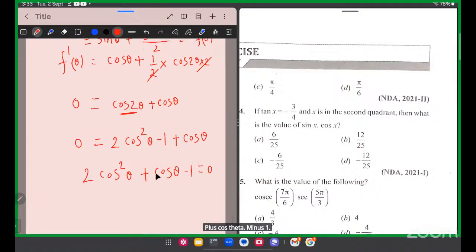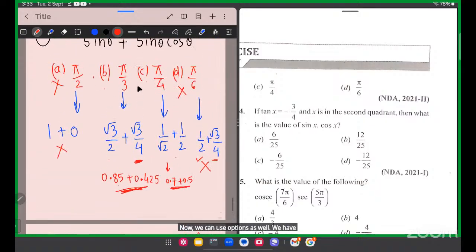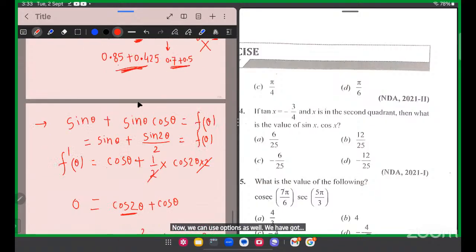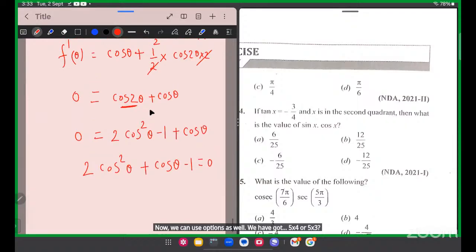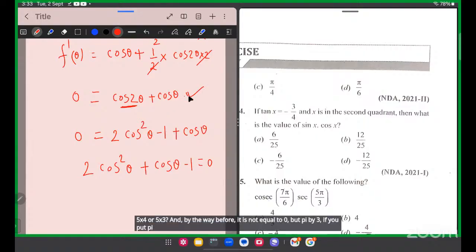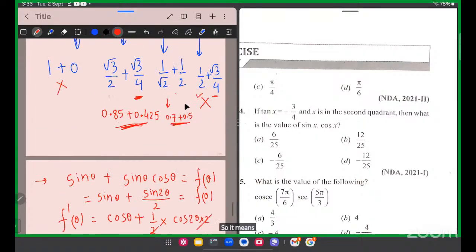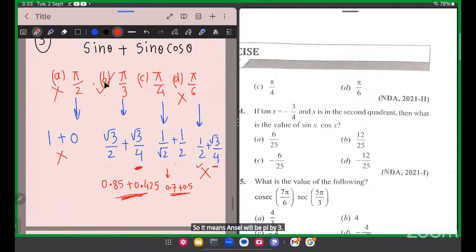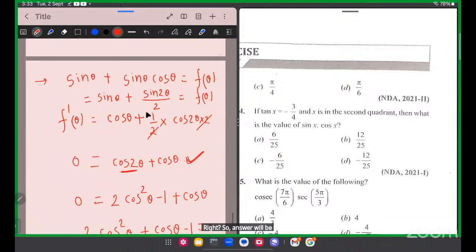Now we can use options as well. We have got pi by 4 or pi by 3. At pi by 4, it is not equal to 0, but if you put pi by 3, it satisfies. So it means the answer will be pi by 3. So B should be the right answer. Right? So the answer will be pi by 3.